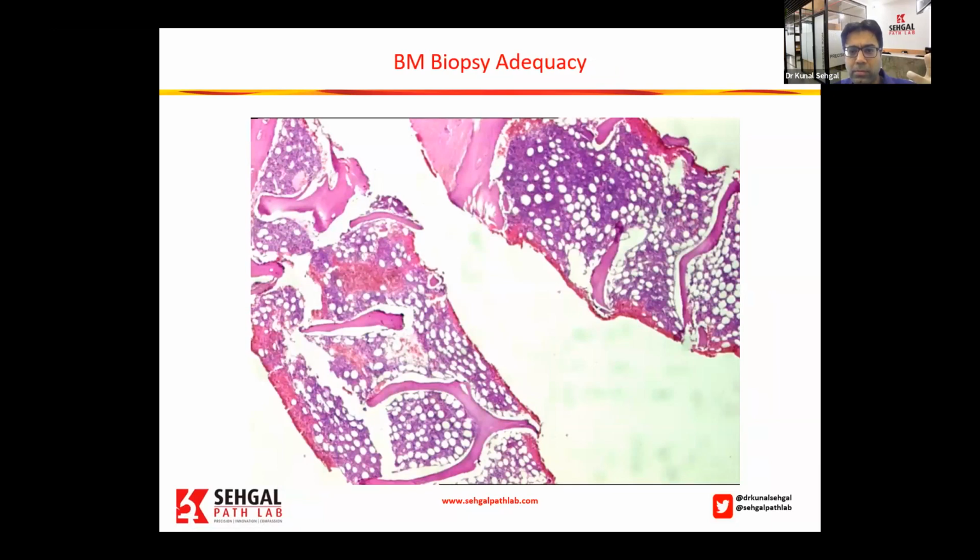Now, again, this is assessing cellularity and adequacy. You not only need to have good cellularity, but you need to have adequate marrow spaces.